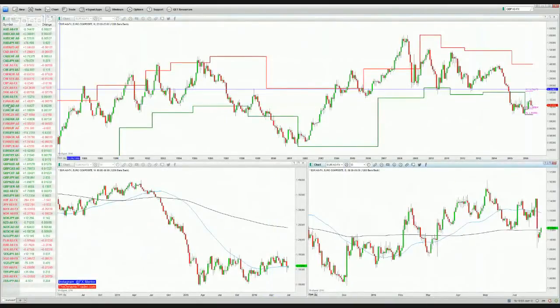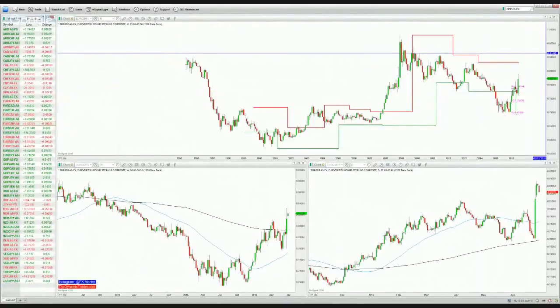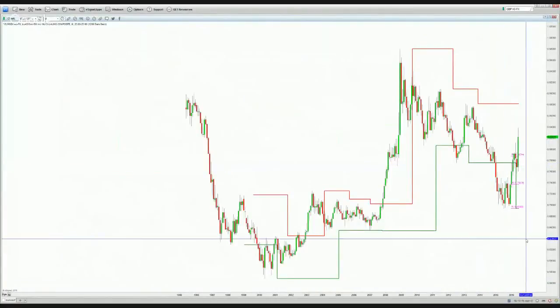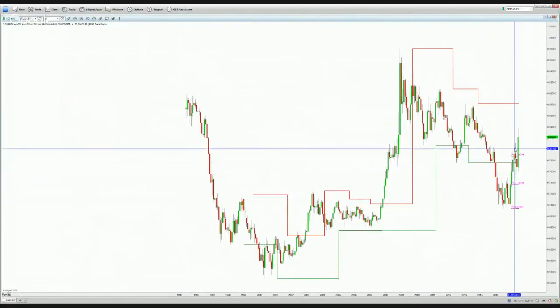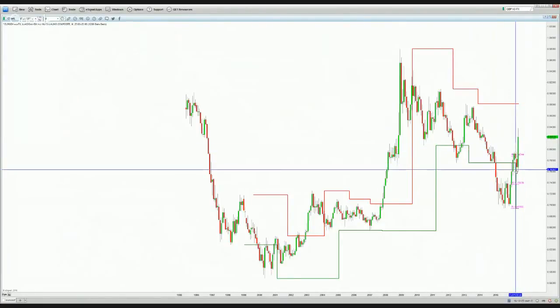So the euro dollar, not something that I'm particularly interested in at all until it starts breaking out. Let's have a look at the euro pound. So we had price move to the upside, came towards 0.80. We had a correction to the downside, and since then we've had another big move up.